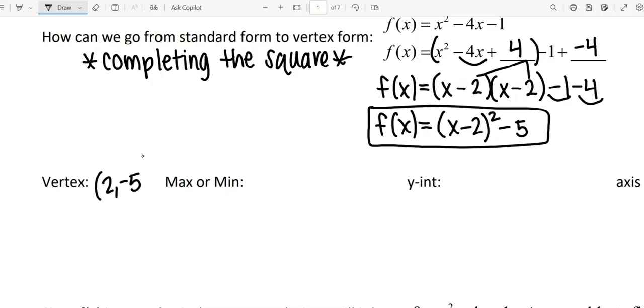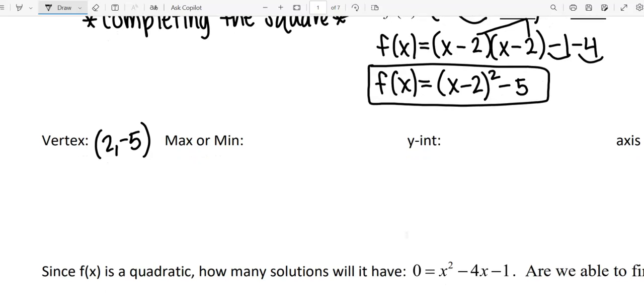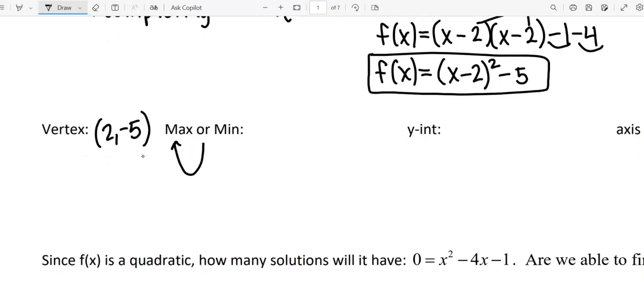2, negative 5. And for max or min, I usually think about what the graph looks like. Is this going to open up or down? It opens up, so we're going to have a U shape like this, and your vertex is going to be at the bottom. And so is that going to be a maximum value or a minimum value? Minimum, because you're reaching a low point.